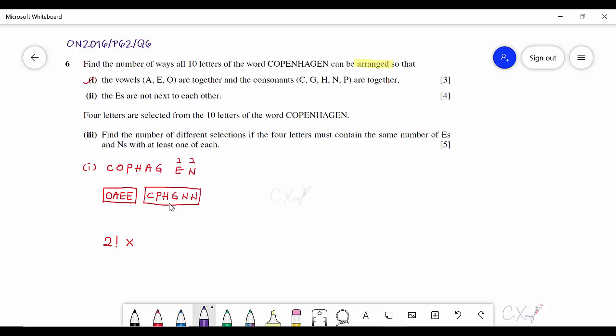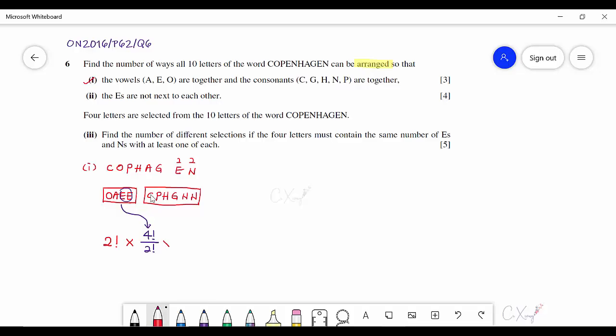All right. So now after you arrange in general these two groups, now you need to consider the arrangement inside each group. So for O, A, E, E, there are 4 letters inside. They can exchange their position or arrange their sequence within the group. Okay, so 4 letters means that you are having 4 factorial. But because of 2 identical E, therefore you divide it by 2 factorial.